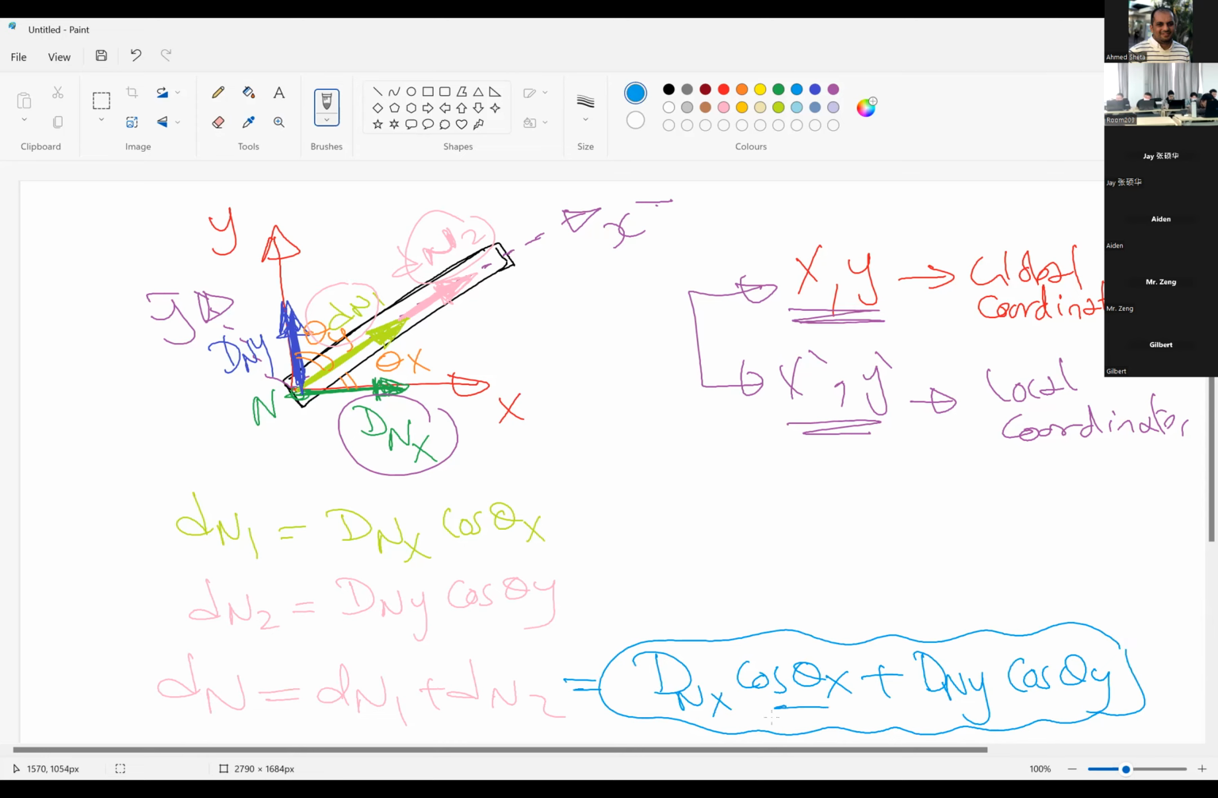So we have dnx cosine and dny cosine. Okay, do you understand from where we get to this? So you don't have to derive this yourself, but at least you know where it comes from. So we'll return back to the slides.